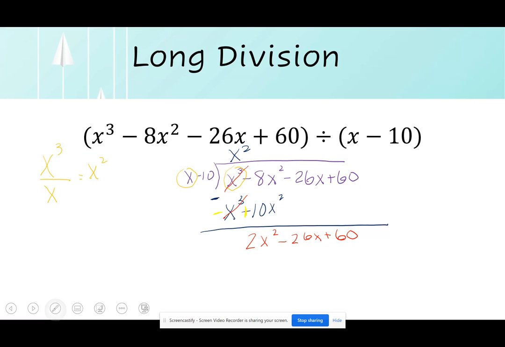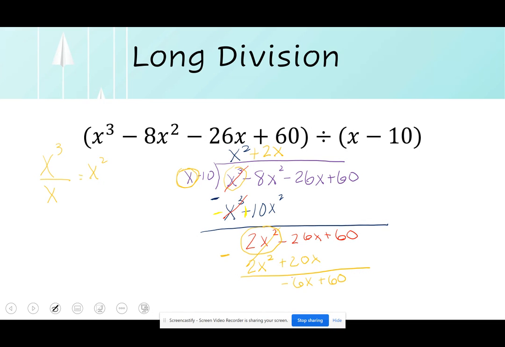Now, using these new numbers, we're going to divide our new leading term by x. So this gives us 2x. So I'm going to write plus 2x. And now we're multiplying this positive 2x by this whole thing again. So 2x times x is 2x squared. 2x times negative 10 is negative 20x. And we're going to subtract again. 2x squared minus 2x squared is 0. That goes away. Negative 26x minus negative 20x, we're going to add it. So we get negative 6x and bring down your 60.